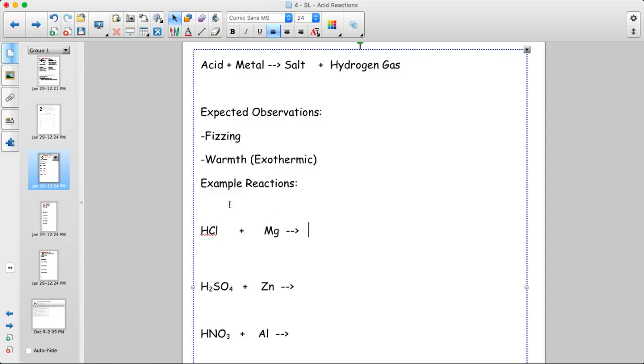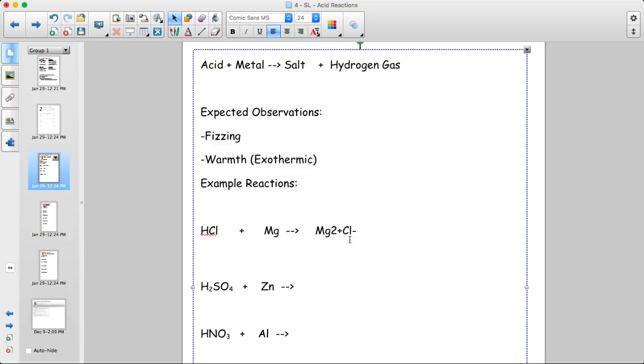So when you look at a reaction, always start with the acid, and remember that the acid gives you the anion. And so bring that over. Whatever is reacting with the acid is going to provide you with the cation. So that's going to be Mg. The thing to remember is that Mg is a 2+ and Cl is a 1-.